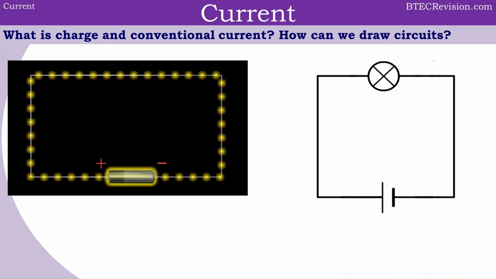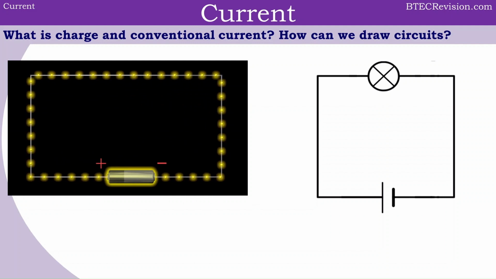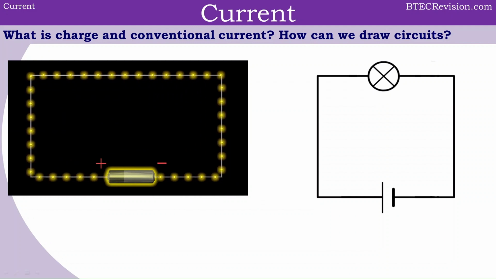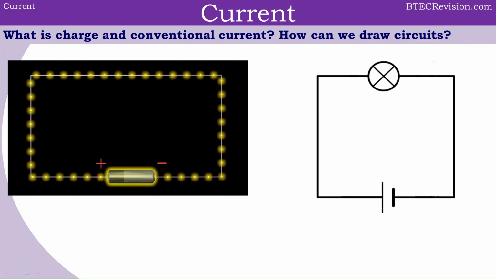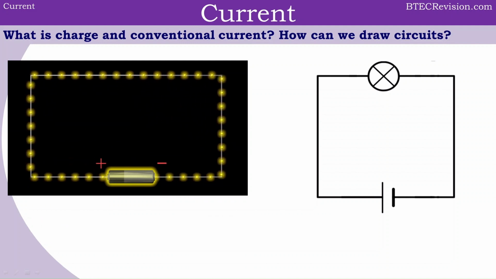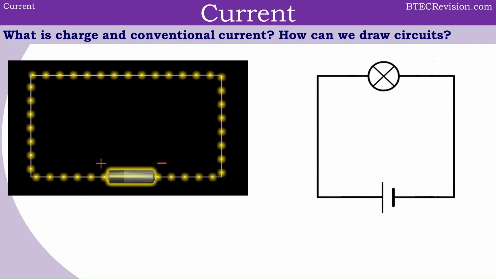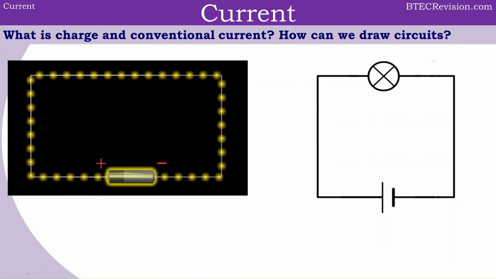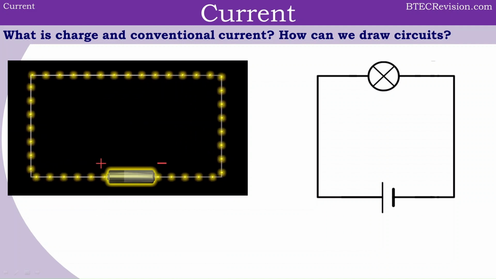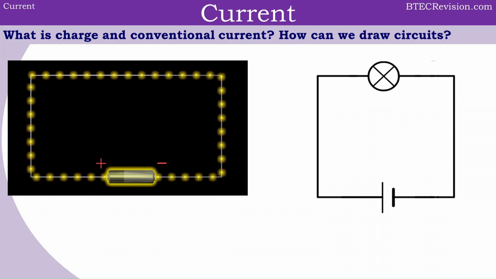The diagram here on the left is representing a typical circuit. You can see we have a cell which has a positive and negative charge. And coming out, these yellow balls are representing charges, which could be electrons, protons, or ions. In this case, we'll have electrons. They are coming out from the negative side, going all the way around and back into the positive side. This is because opposite charges attract.